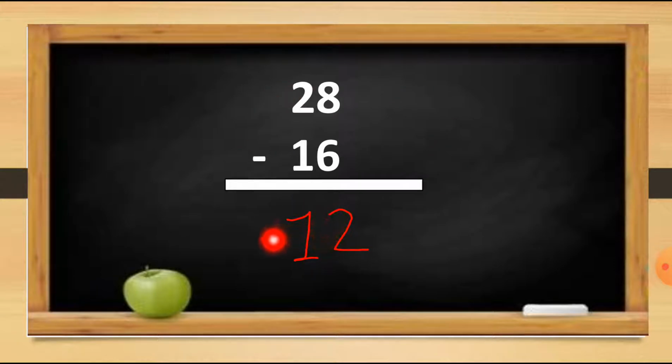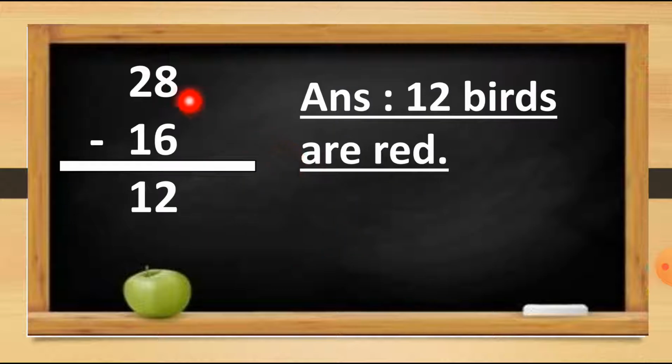So here you can see we get 12 as the answer. So how many birds are red? From the 28, there are 16 birds blue and 12 birds red. So how do we write the answer? Here is the answer, 28 minus 16. So we get this answer, which is 12. You have to write down the answer this way. 12 birds are red. This way you have to write down the answer into your book.